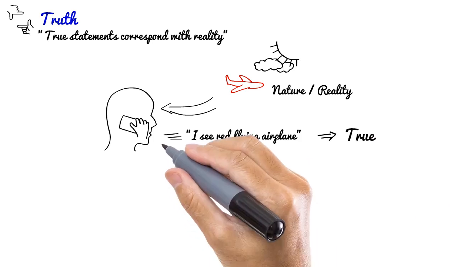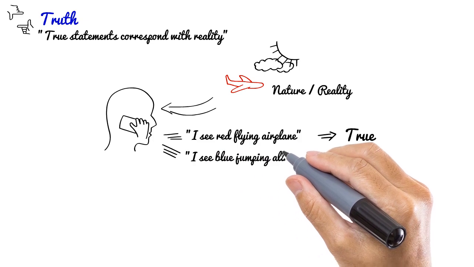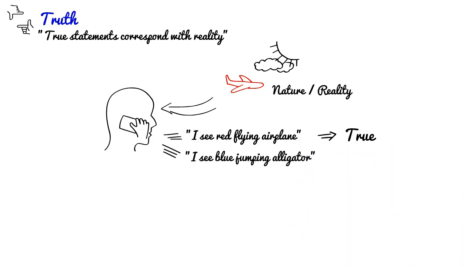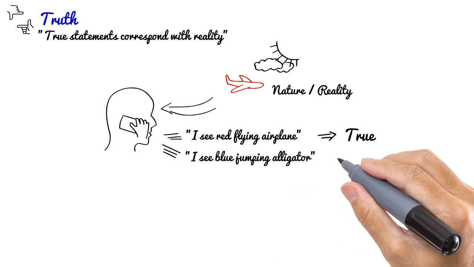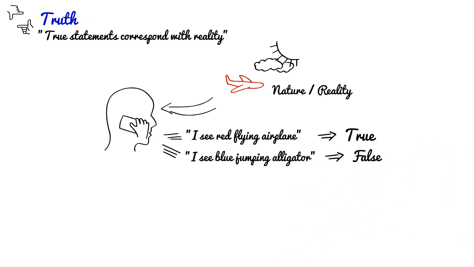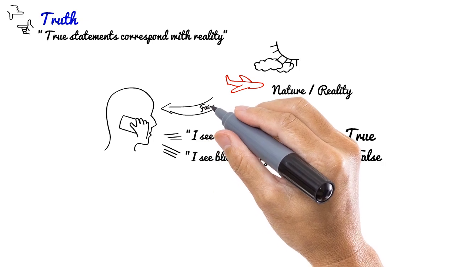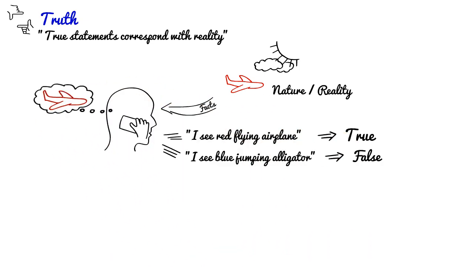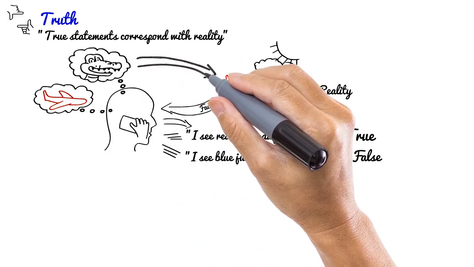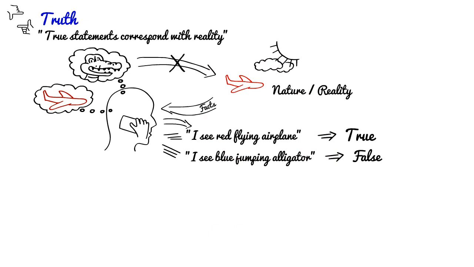But in case you decided to cheat your friend and tell him "I see a blue jumping alligator" instead, while actually seeing a red flying airplane, such a statement about the alligator cannot be considered a true one. Remember that the facts about the world determine the truth of statements, but not the opposite way. A jumping alligator in your mind cannot replace a real physical airplane flying in the sky. It will still be an airplane above you if you share an untruthful statement.